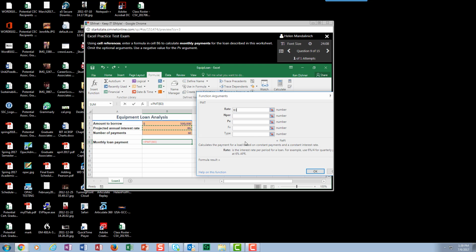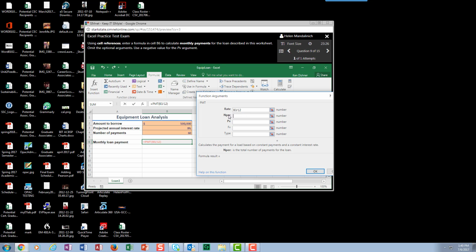This function requires that you put the interest rate for the period. So most of the time, probably 99% of the time, you're going to take that annual interest rate and divide it by 12 because you want the periodic rate. So right here in this rate box, I'm going to divide by 12. That would be your annual rate divided by how many periods there are in the year. If you did quarterly payments, you would divide by 4, but most of the time you divide by 12 because there are 12 months in a year and you usually pay once a month.